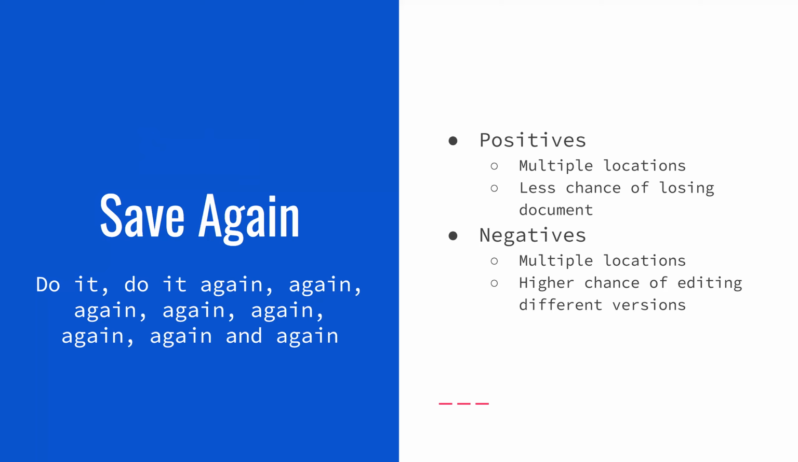So it is an issue if you save things in various locations that aren't syncing, where you may incorrectly edit a document when you meant to edit a different document, even though they have the same name. But the positives are, if you have multiple locations, that you're less likely to lose the document.